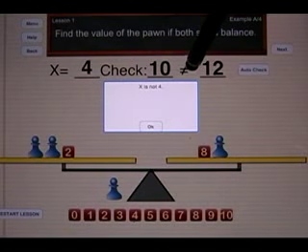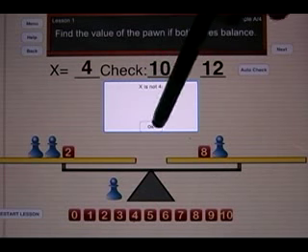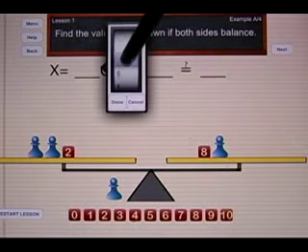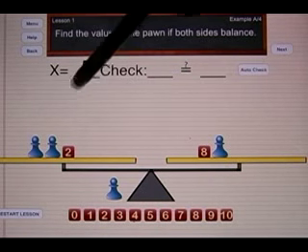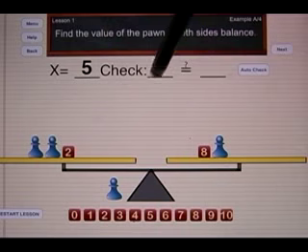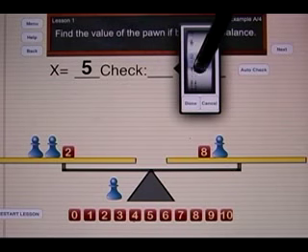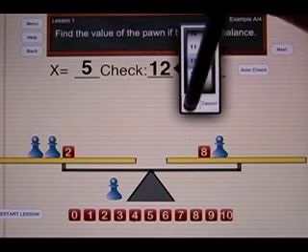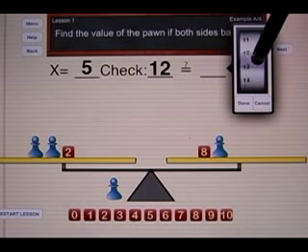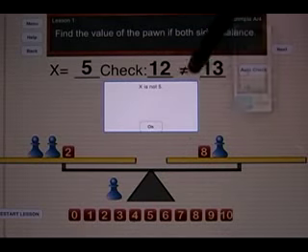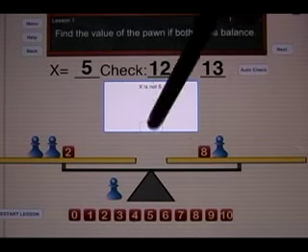This equal sign with a slash through it means that it's not equal. So x is not 4. Let's try the value of 5 to see if 5 makes both sides balance. If x is 5, I have 5, 10, 12. And on this side I have 8 and 5, which is 13. Well, 12 is not the same as 13. And so I know that x is not 5.